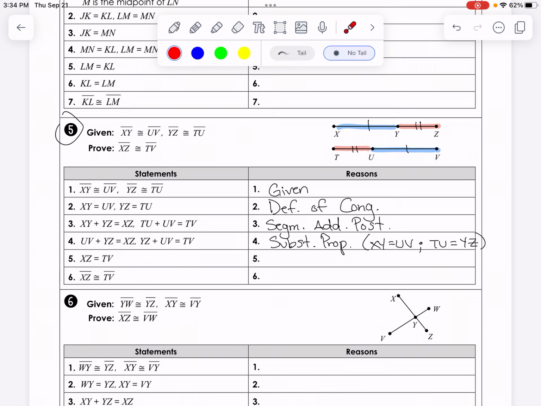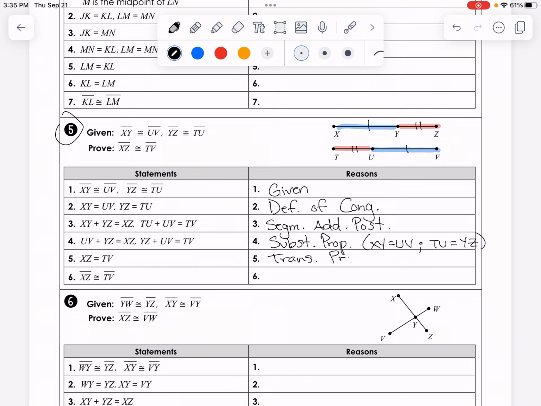Now when we have this, we can make some assumptions, well, not assumptions here. If you look at this on the left side of this equal sign, UV plus YZ. This says YZ plus UV. They're the same exact thing. So what can I say from there? I can say that this is equal to this. XZ is equal to TV. XZ, this whole thing, is equal to TV, this whole thing. And that is the transitive property.